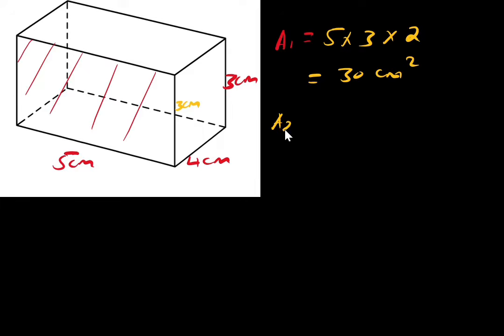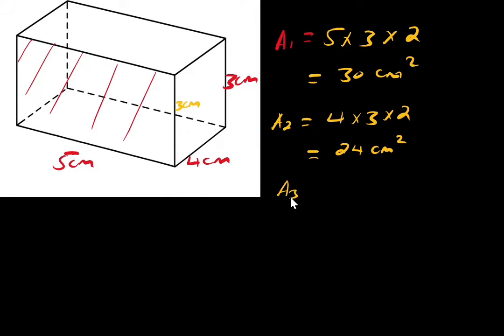And then going to area 2. Area 2 is the one which is here. So you can see it is 4 by 3. I'm going to multiply 4 times 3. You have 2 faces, multiply times 2. So 4 times 3 is 12. 12 times 2, we get 24 centimeters square.